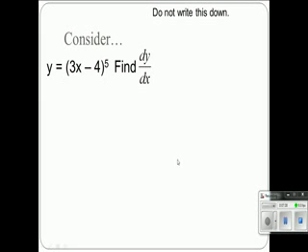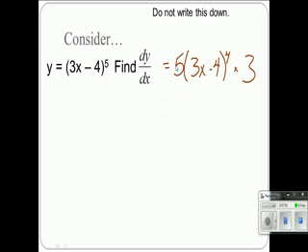If I were to find the derivative of that, I would have to use the chain rule. So that would be 5 times (3x minus 4) to the 4th times 3. Remember, with differentiation, we bring that exponent down to the front and subtract 1 from that exponent, times the derivative of the inside. And if I clean that up, I'll get 15 (3x minus 4) to the 4th.